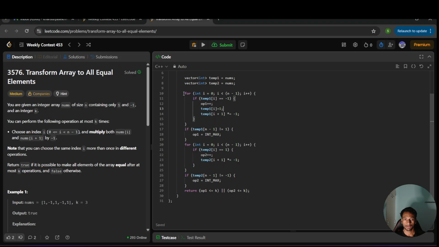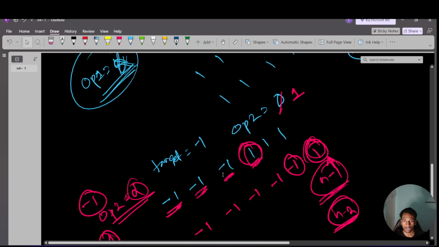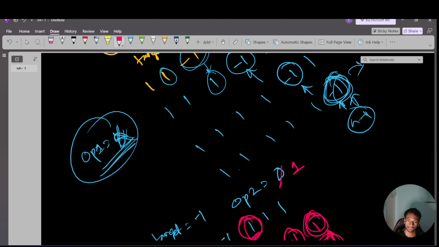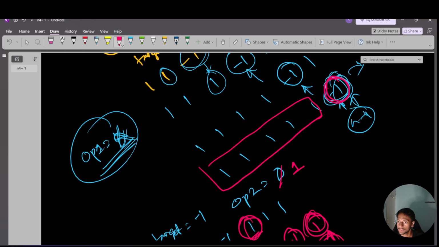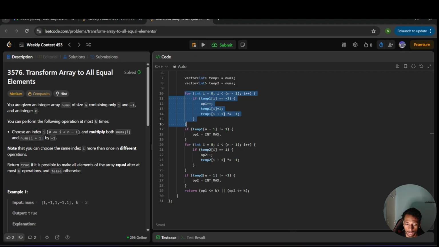Next, after I have checked all the indexes and ensured that all the indexes from 0 to n minus 2 are actually 1, I also have to check the last index n minus 1, whether it is 1 or not, whether it is equal to the target or not. Why? Because it may be possible that I am able to convert all the numbers to the target 1, but the last index is not equal to the target, and I can't do any operation on this index. So that's why I will set infinity. That means there is no way to convert all the numbers to the target.